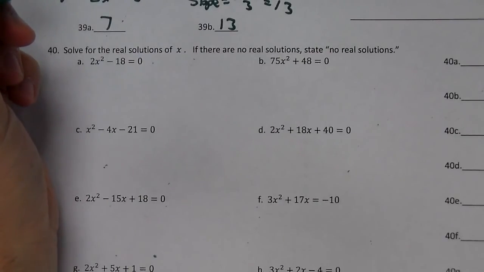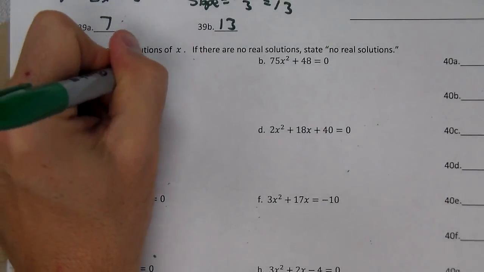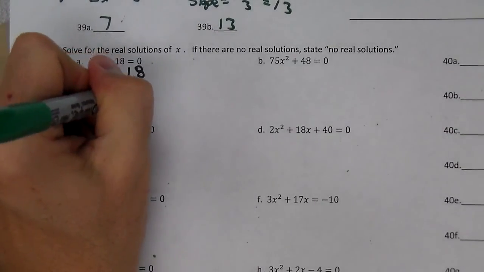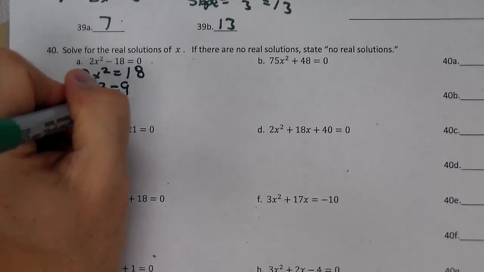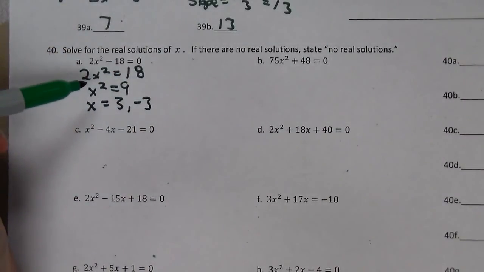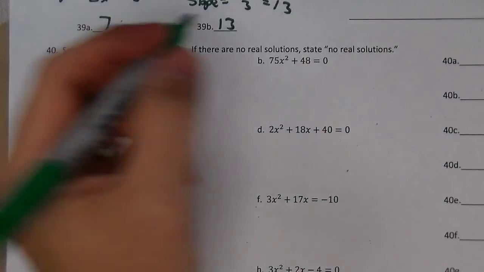If I can't factor nicely, I'm going to eventually use quadratic formula. But this one starts out nice. I can make it 2x squared equals 18 by adding 18 to both sides. I get x squared equals 9. When I take the square root of both sides, it gives me 3 and negative 3, because it has two solutions, because both 3 and negative 3 squared come out to be 9.